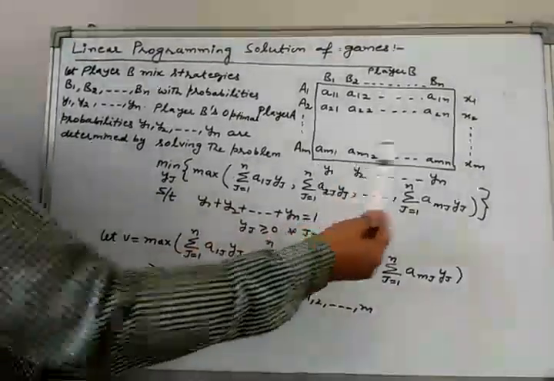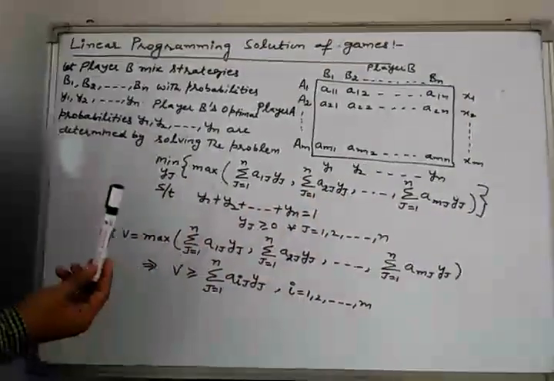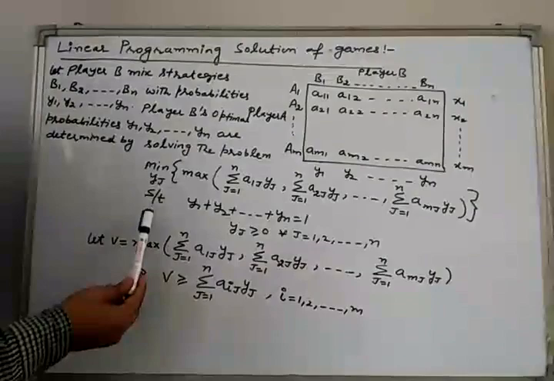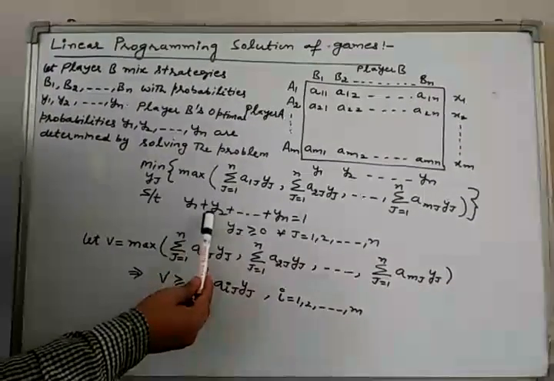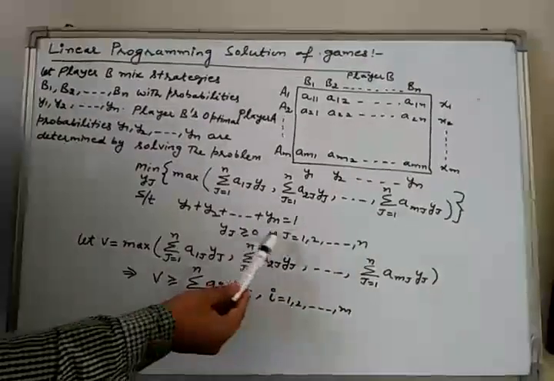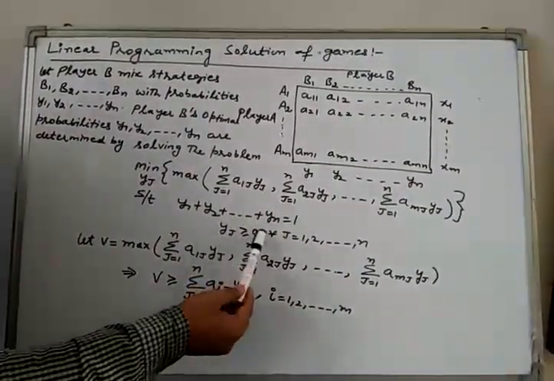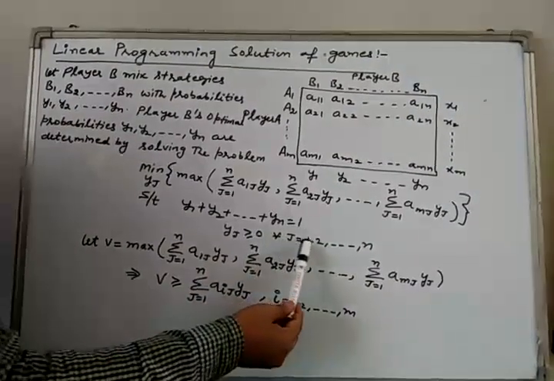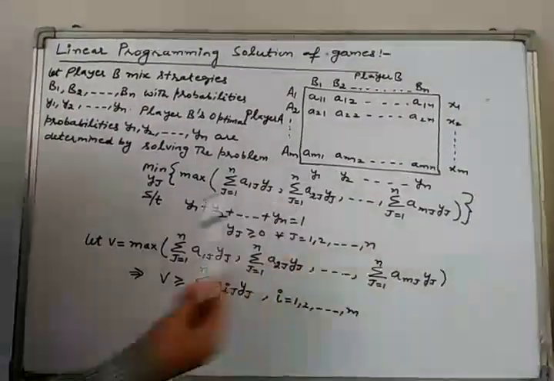As y1, y2, yn are probabilities, and we know that the sum of probabilities is 1, therefore subject to the condition y1 plus y2 plus so on up to yn equal to 1. All probabilities are greater than or equal to 0. Therefore yj greater than or equal to 0 for every j varies from 1 to n.